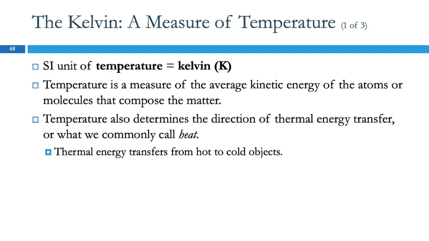The SI unit of temperature is the Kelvin. Temperature is a measure of the average kinetic energy, how much the atoms or molecules are wiggling. Temperature is also going to determine which direction thermal heat transfer is going to occur. The heat always goes from the hotter object to the colder object, right? If you put an ice cube in a cup of coffee, the coffee's going to get colder, the ice cube's going to get warmer. It never goes in the reverse where the ice cube gets colder and the coffee gets hotter. Right? It never does that.